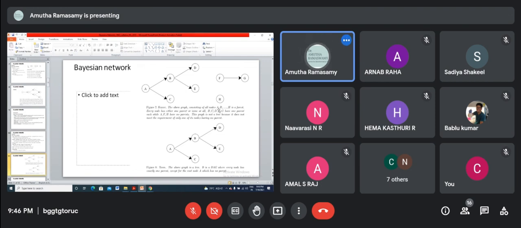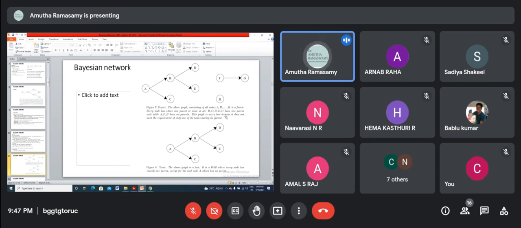The above graph consisting of all nodes. Here A to B, H is a forest. Why? Because here A, okay, and the B and upward to everything is a forest because it's a cluster. Every node has either one parent or none at all. So every node has one parent or none. Okay. And B, C, D, E, if you see, have one parent each while A, F have no parent. Okay. A has no parent, F has no parent, H has no parent.